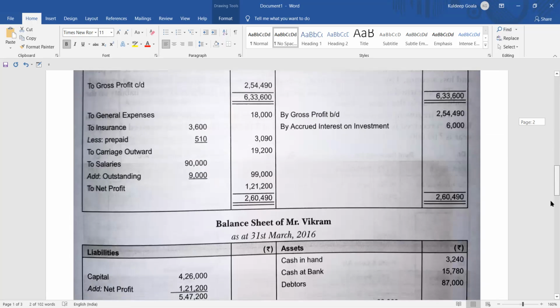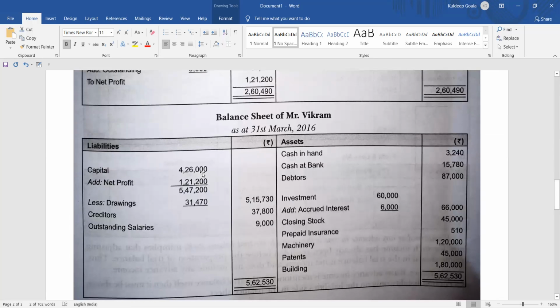So first of all, it will be shown like this. Capital in the inner column, 4,26,000, right? Capital 4,26,000 less, before deducting drawings, they have added the net profit. You can do either way, no problem. Add net profit 1,21,200. The total comes to 5,47,200 less drawings 31,470. In the outer column it will come 5,15,730 rupees. Clear? So once again I'm repeating. I made a mistake on the liability side. It should be like this: outstanding salary 9,000 rupees, creditors 37,800, then capital, the whole adjustment, after adjustment 5,15,730 rupees. So this is how it should be followed.